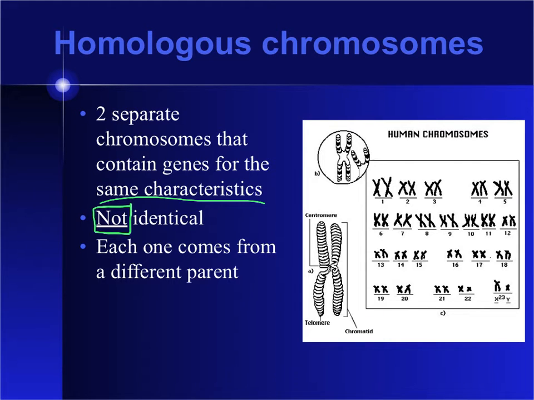So in your homologous pair, you can have a chromosome from your mom and then a chromosome from your dad. And then the same thing happens with all the other pairs. A chromosome from your mom, a chromosome from your dad. And if you look at the sex chromosomes, if you are a male, you got the X chromosome from your mom and you got the Y chromosome from your dad. And if you're a female, you got an X chromosome from both parents. Because remember, males can pass on an X or a Y chromosome, and females can only pass on an X chromosome.